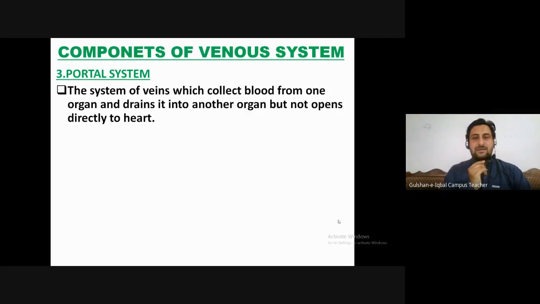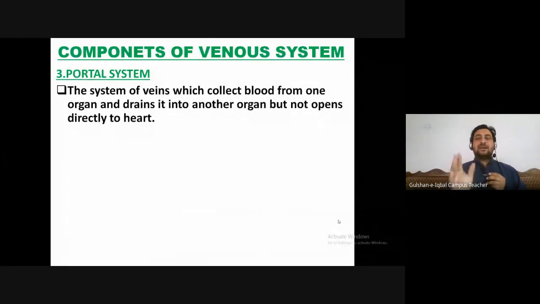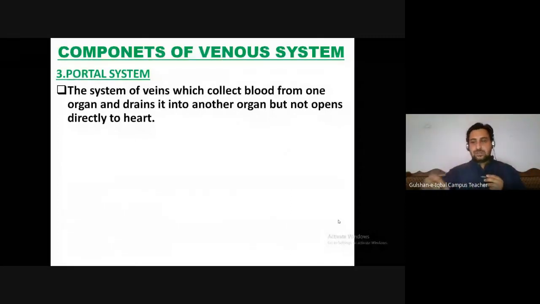Now let's move towards the portal venous system. The portal system is basically the system of veins that collect blood from one organ and drain it into another organ, but not opening directly to the heart. Now here, see what the thing is. It is a system of veins that collect blood from one organ. Let's suppose we are having an organ, the digestive system.